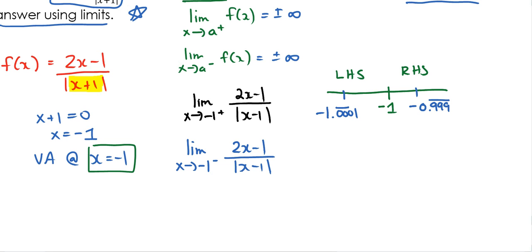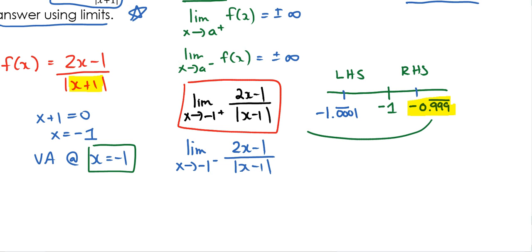Okay, so if I'm evaluating this limit right here, basically what I want to do is find my values to the right-hand side of -1. So this number right here, -0.999 repeating, I want to simply insert back into my limit expression. So I want to put this back into here and into there.